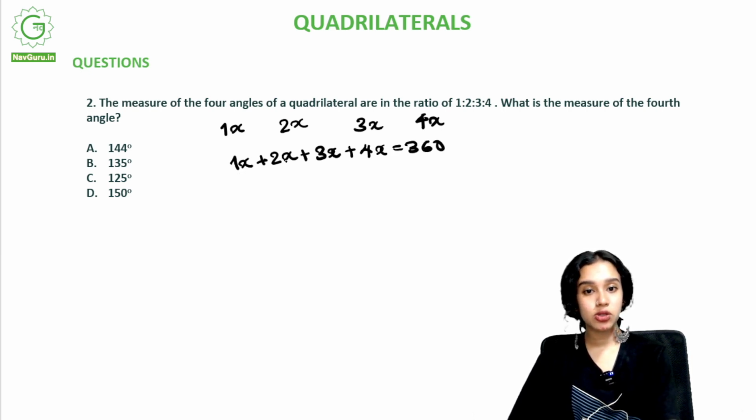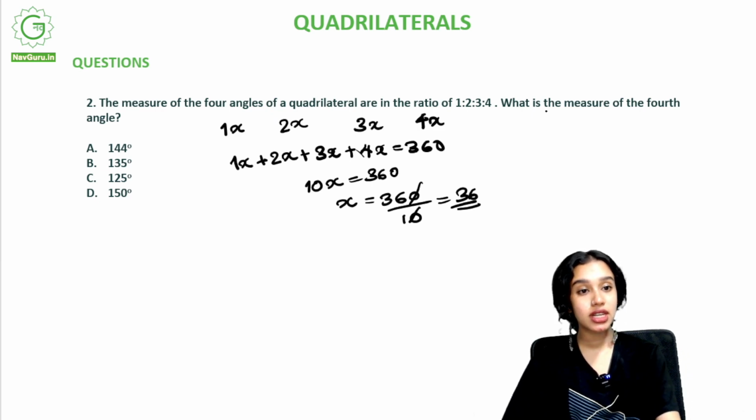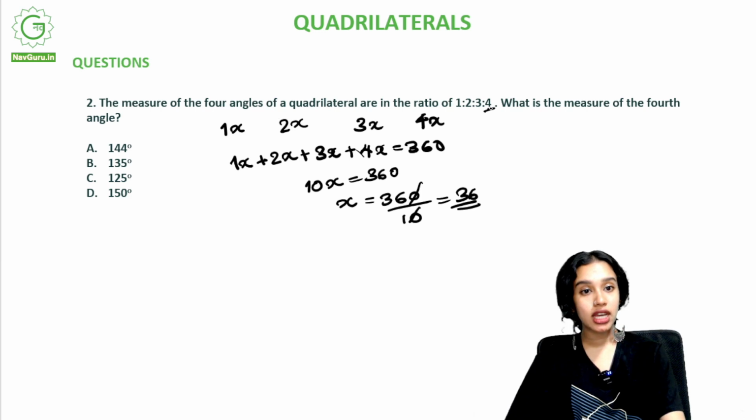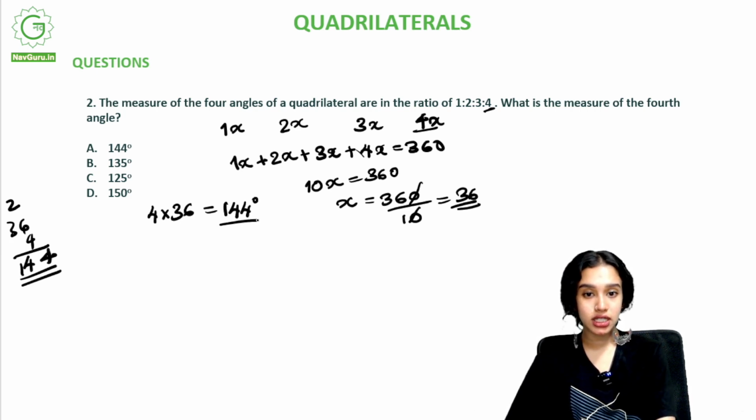So, what is 1 plus 2 plus 3 plus 4? It's 7 plus 3, which is 10. So, 10x is equal to 360 degrees and x is equal to 360 by 10, which is 36, right? We have to find the measure of the fourth angle. So, the fourth angle would be 4x, that is 4 into 36. 6 fours are 24, 3 fours are 12 and 2 is 14. The angle we got here is 144 degrees. So, the answer to this question is 144 degrees.